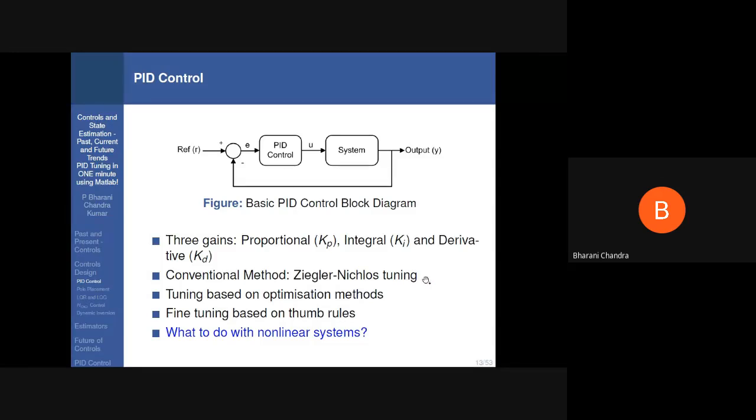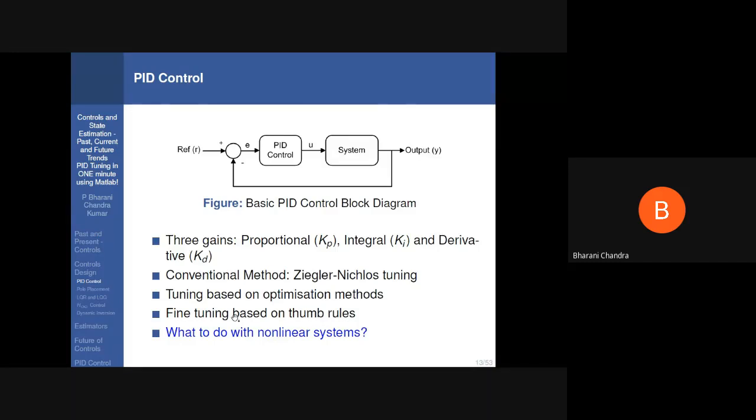In the Ziegler-Nichols tuning method, we break the feedback loop, and the system is connected only with the proportional controller, or the so-called only gain, and we keep on varying the gain until we get sustained oscillations in the output. And that gain for which we get the sustained oscillation is called the critical gain. The time period of those oscillations, let's say, is the critical time. And based upon this critical gain and critical time, there are some standard formulas which will give us the Kp, Ki, and Kd. So that is the conventional Ziegler-Nichols tuning method, which will give us the first set of PID gains from which we can further fine tune based upon thumb rules and so on.